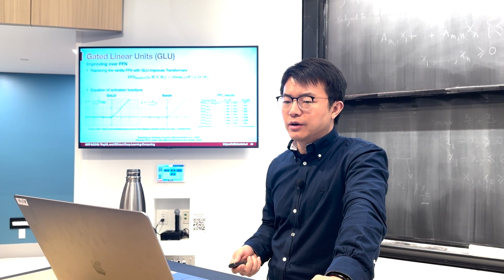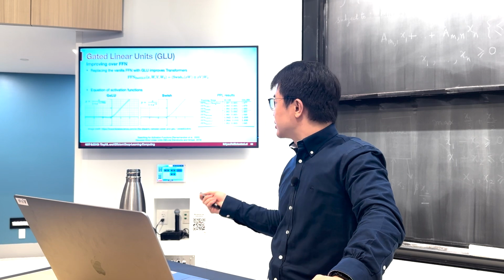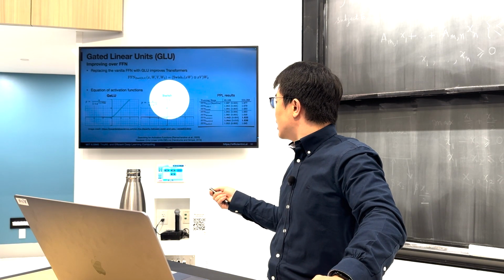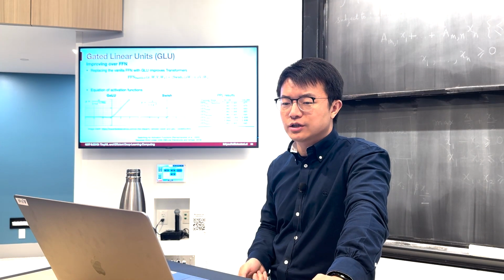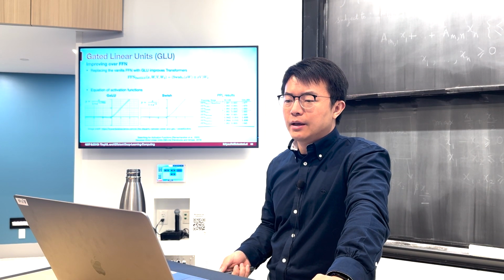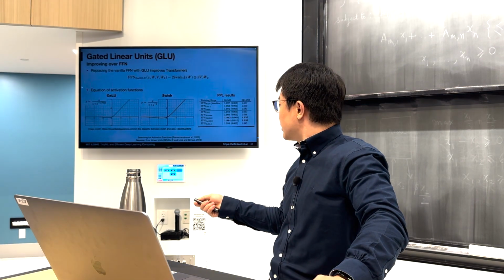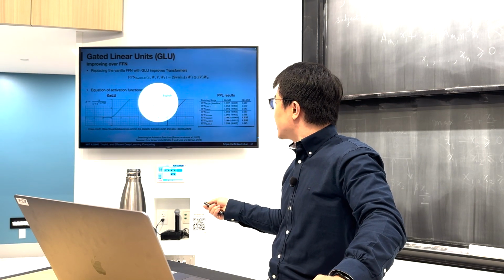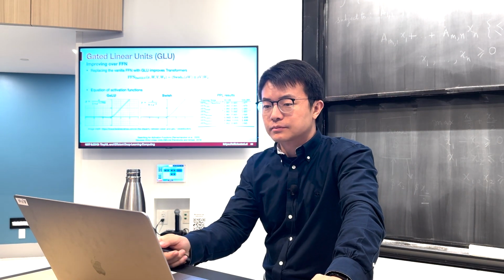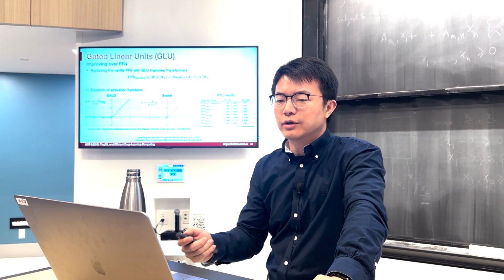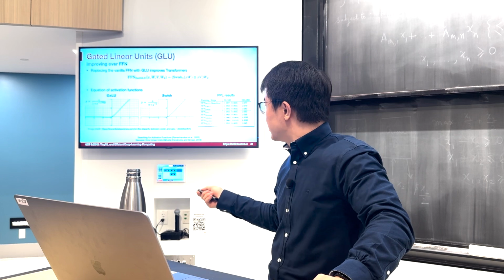And here is a comparison of different activation functions. So this is the Swish function. This is the GLU activation function. They look very similar, I would say. But there's some subtle difference between here and here. If you want to go deeper about the Swish function.